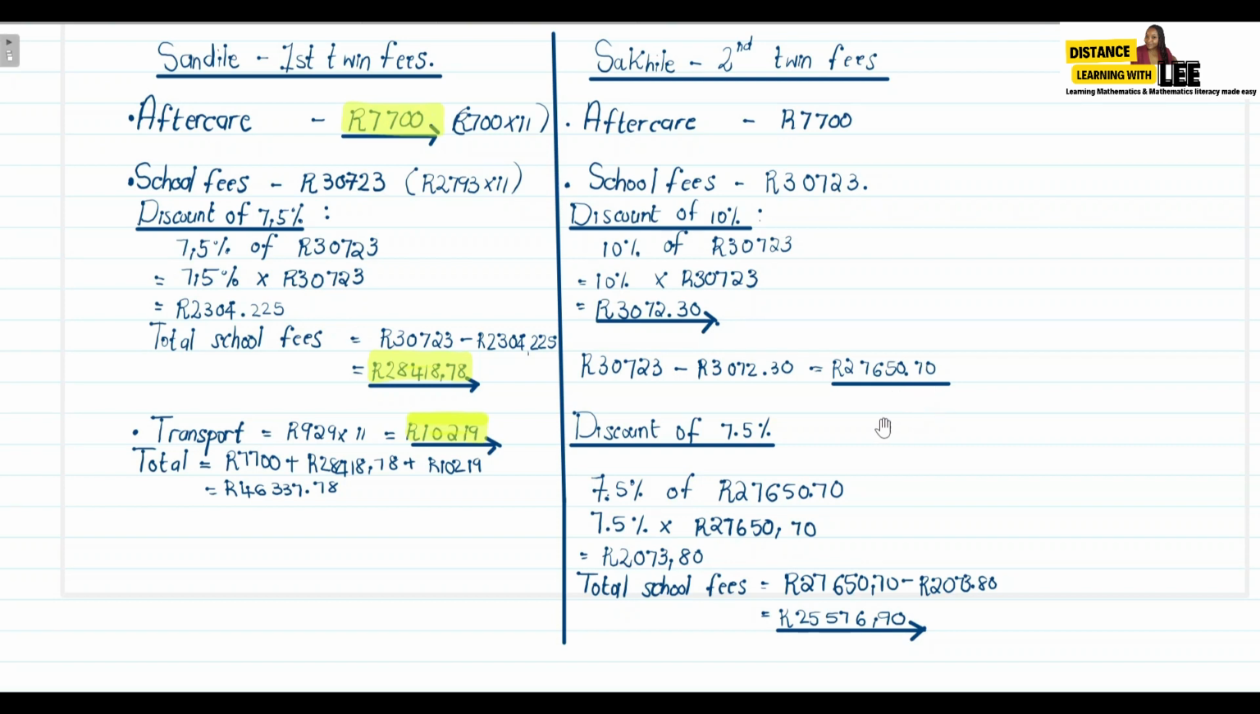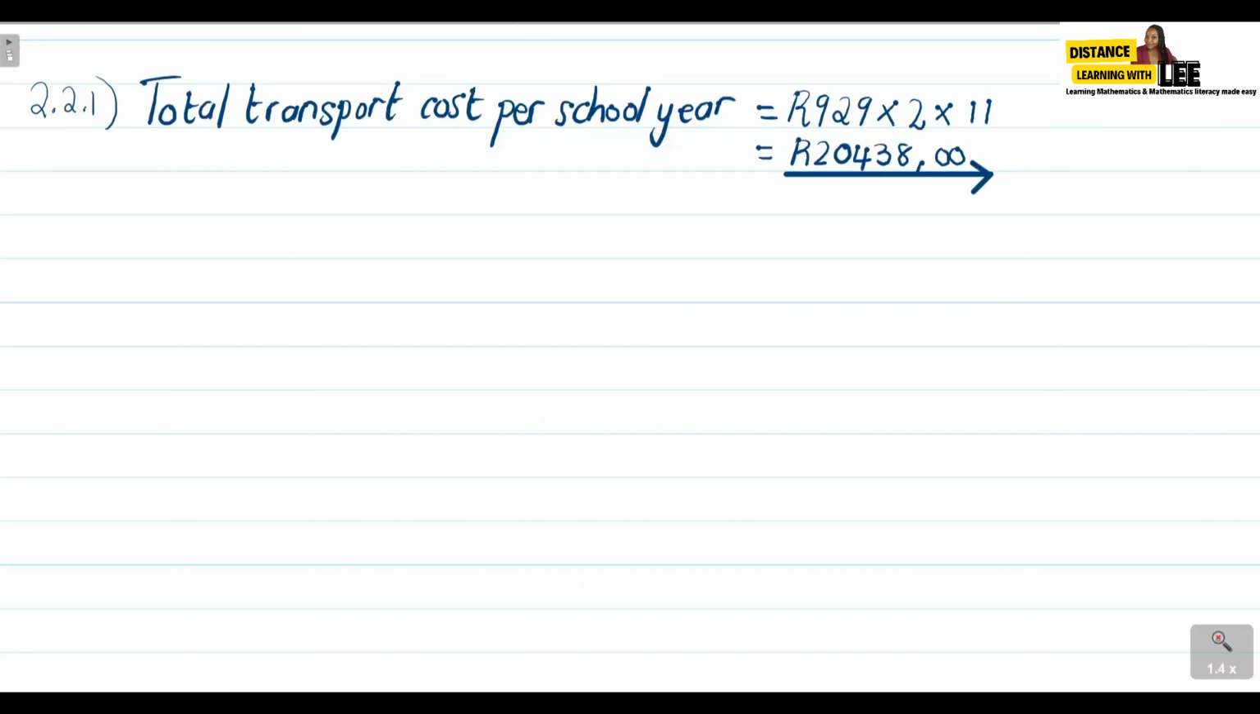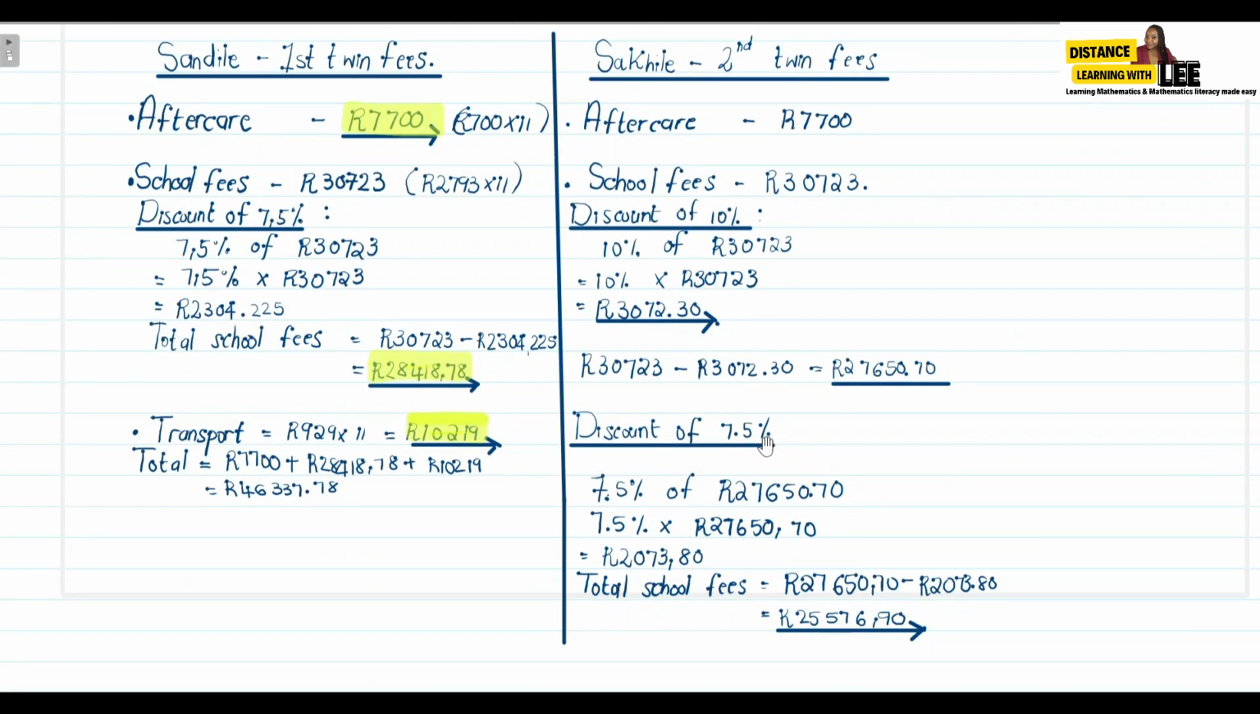27,650.70 cents, right? And then we also needed to obviously calculate that additional discount of 7.5%. What is that discount for? We are told that if she pays her school fees in full by the 31st of January, she gets a 7.5% discount, right? So we are told that she pays her school fees on the 30th of January. So she basically qualifies for that discount because she paid the school fees in full before the 31st of January, right? So we applied that discount of 7.5%.